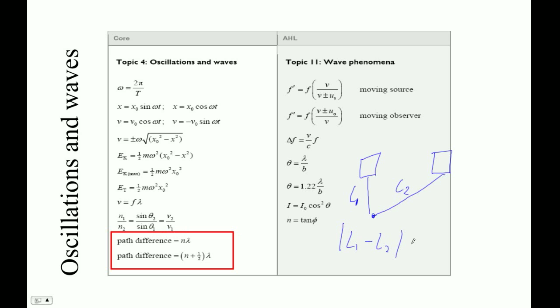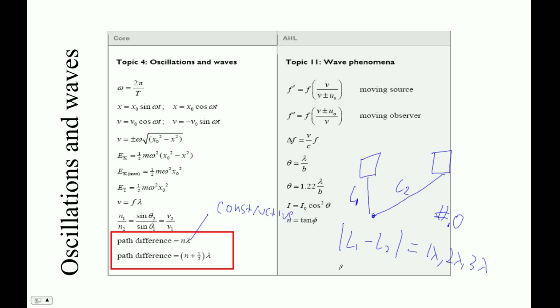And if that equaled 1 times lambda, or 2 times lambda, or 3 times lambda, some whole number of lambdas, or 0.0, right? Then that was constructive interference, right? So this guy is constructive.